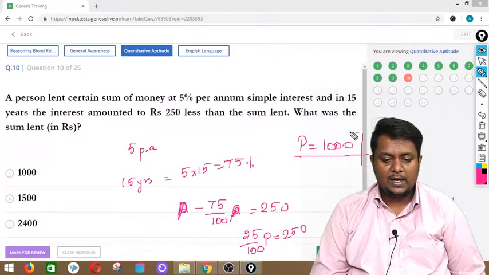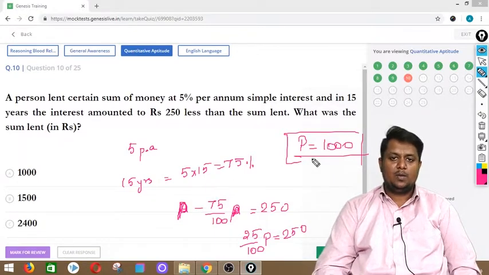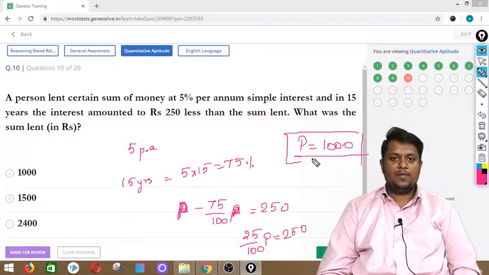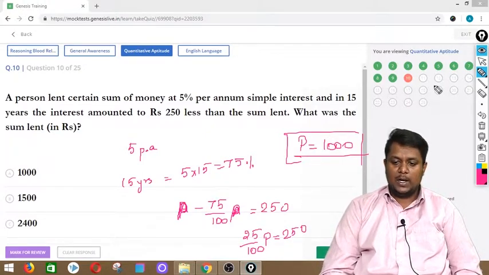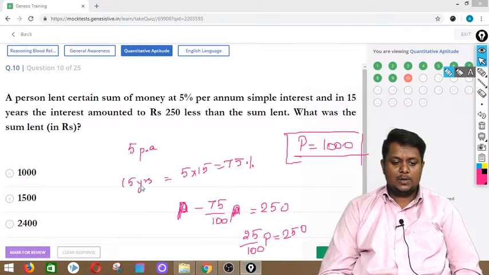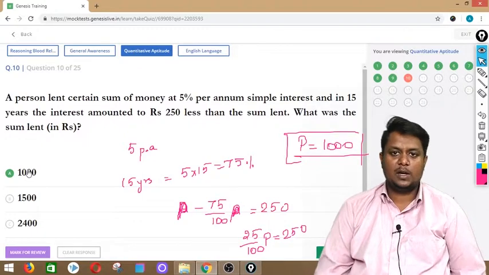So if you had lent 1000 rupees to a person at 5% per annum interest, every year you will get 50 rupees interest, and in 15 years you will get 750 rupees interest, which is 250 less than 1000. So you have to mark the option that says 1000, which is option A. Option A is the right answer for this particular question.